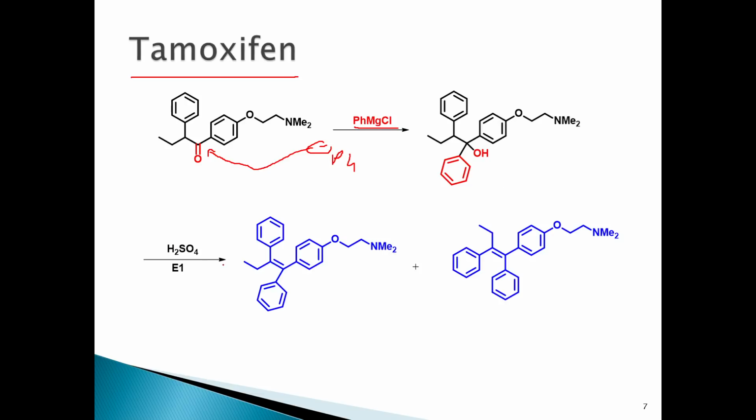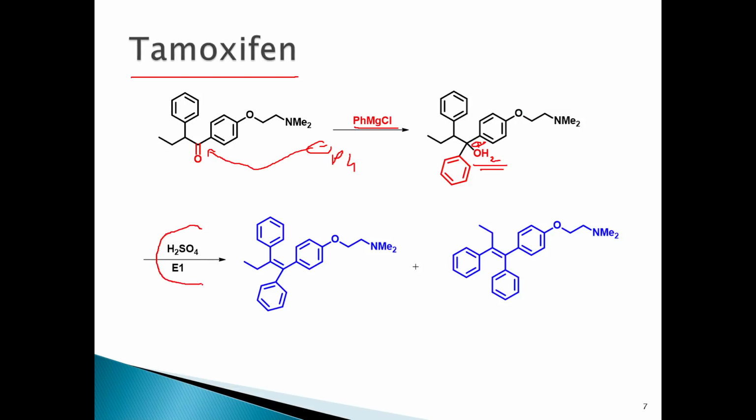Now once we add the acid, why are we adding the acid? Because OH is not a good leaving group. But once we add the acid, this acid protonates this OH to form OH2 positive oxonium ion, and this oxonium ion is a good leaving group, and plus it's a tertiary carbocation.